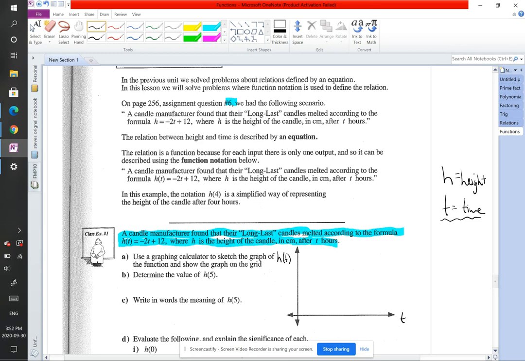Okay, so there are going to be times where we need to use a graphing calculator, and there's a really cool app you can get on your phone called Desmos. It's the Desmos graphing calculator, and you can use it to graph some of these functions. So negative 2t plus 12.